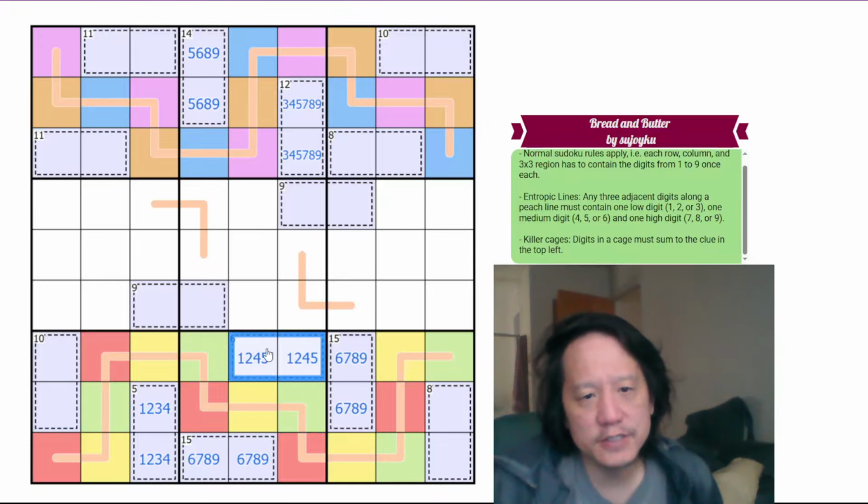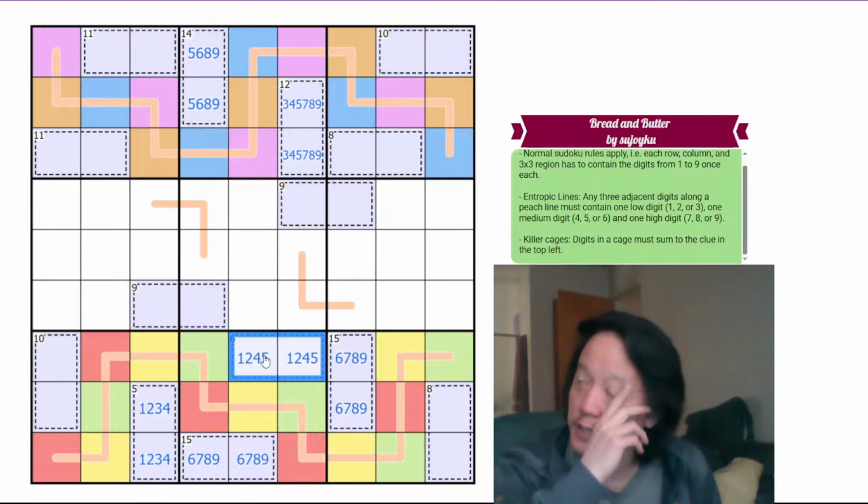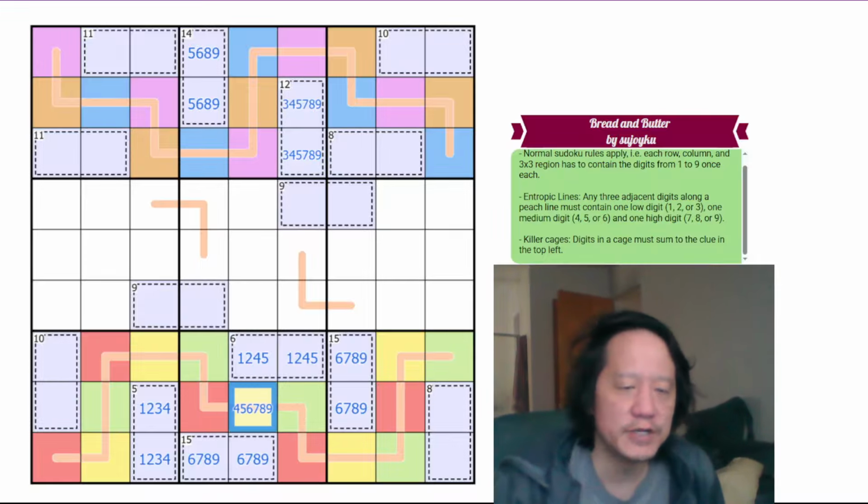So this is guaranteed to be 1 low, 1 medium. This is guaranteed to have 1 high. So that means in this box, whichever one has 2 of the digits can be the low, right? So green can be low, red can be low, because we're guaranteed only 1 low digit in this box. Yellow then has to be medium or high.